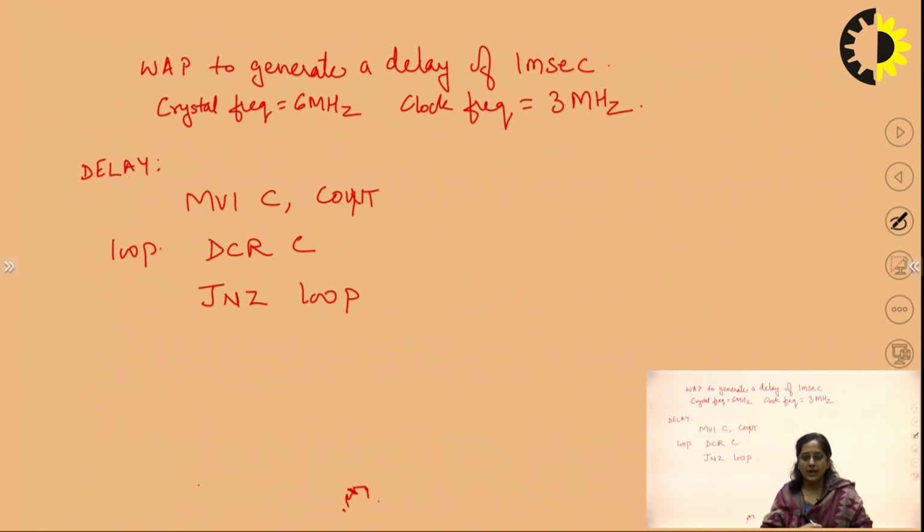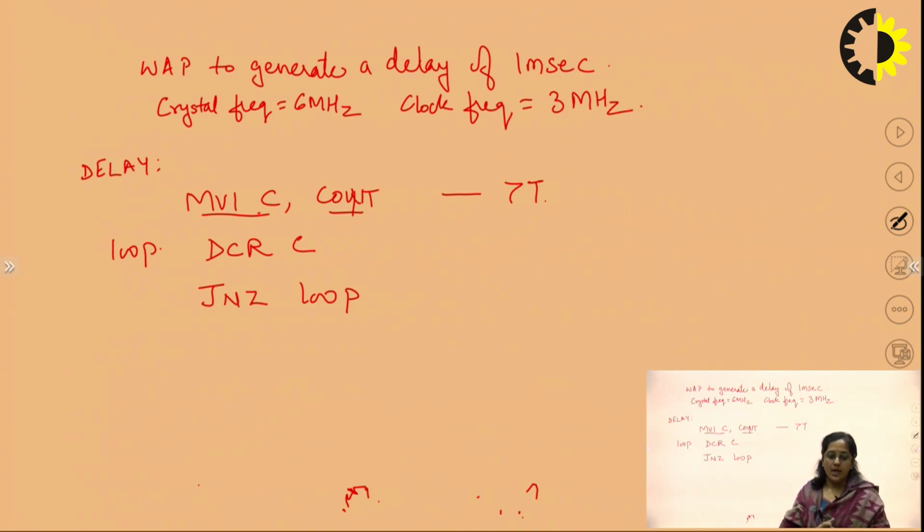So let us count and revise. MVI C comma count is a 2-byte instruction, and it has 2 machine operations. The first memory operation is opcode fetch, and the next memory operation is memory read. So to execute this instruction, it requires 7 T states: 4 for opcode fetch and 3 for memory read. Next instruction is decrement C. It is a 1-byte instruction, so here only the opcode fetch, and we will need only 4 T states.